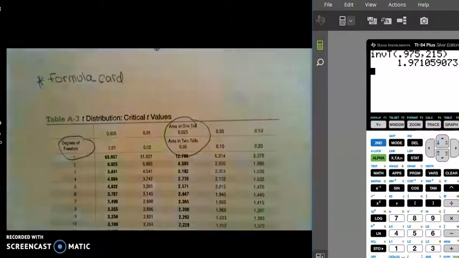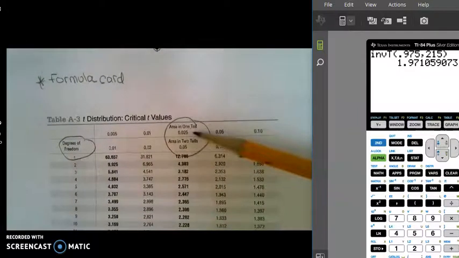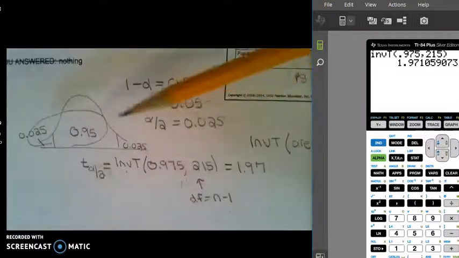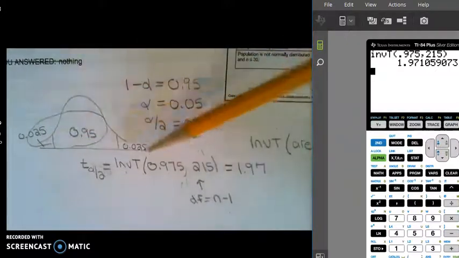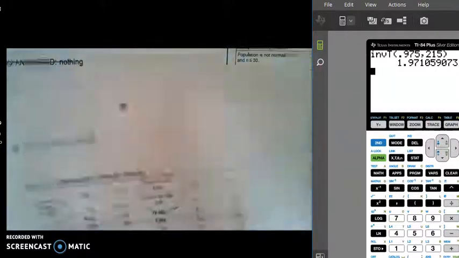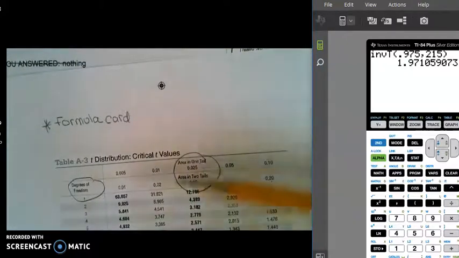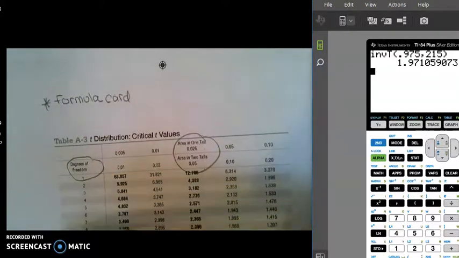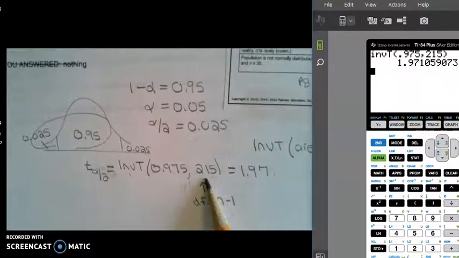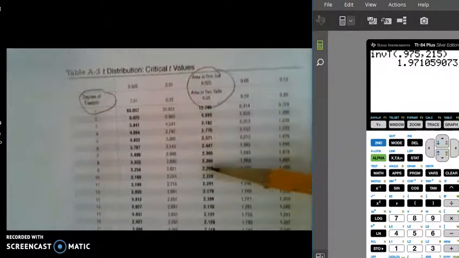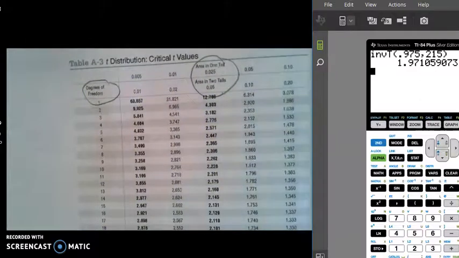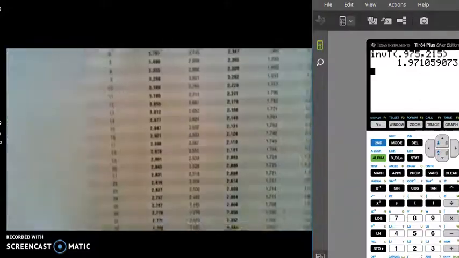There we go. The area of one tail, the area of the two tails. One tail is 0.025, the two tails is 0.05. So we look under this part, and then we want to line up with degrees of freedom. Degrees of freedom is 215. I'm going to go down here until I get to 215, which is not actually on here, so I'm going to keep going down until I get to the 200s.